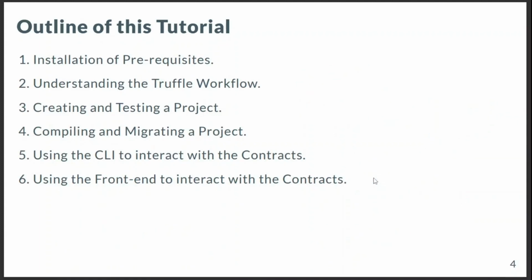So, outline of this tutorial: today we'll install the prerequisites for starting with Truffle Suite. Then we'll understand the Truffle workflow. Of course there is a workflow on developing and designing smart contracts and finally deploying them. We'll understand that, and next we'll move on to creating and testing a Truffle project. We'll create a project, we'll test the source code in that project, and then finally we'll be compiling and migrating the project. Migrating means deploying. Migrating means you are migrating it from the source code to the deployment phase on a real blockchain.